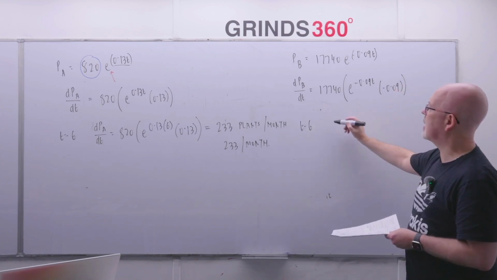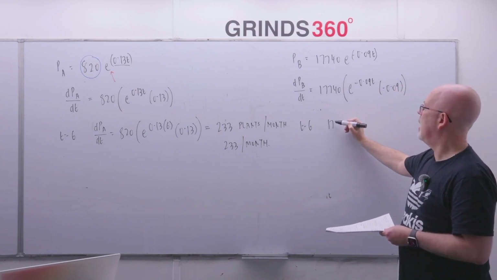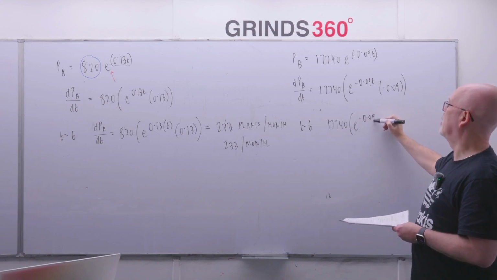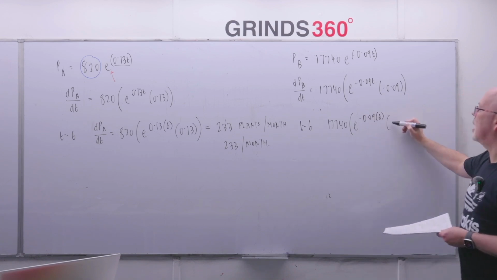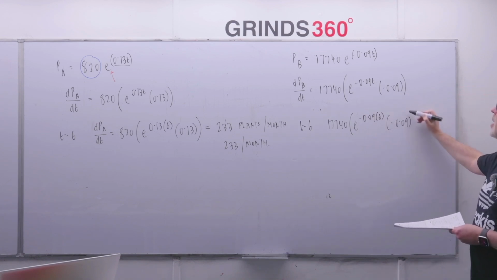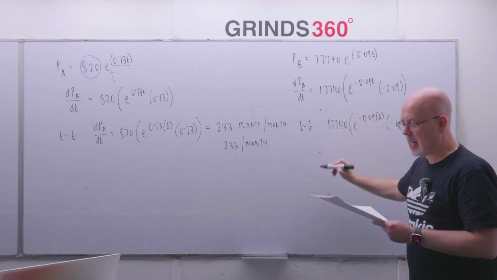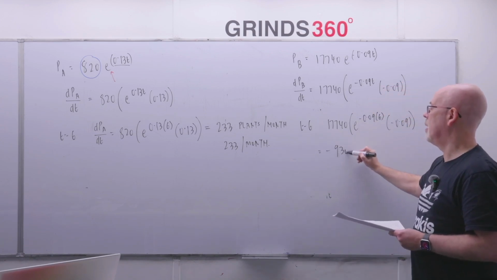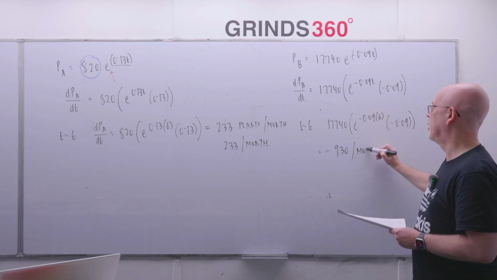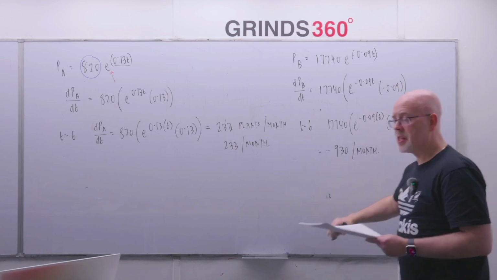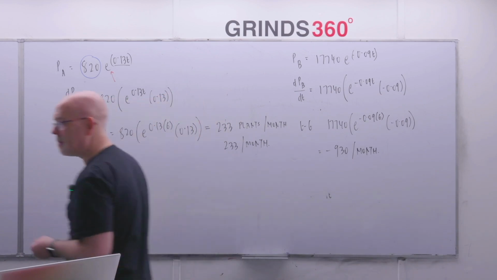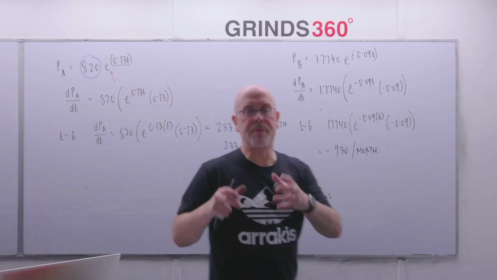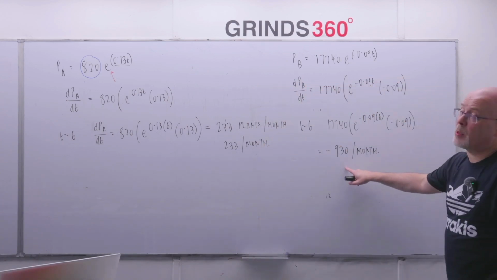So I put in t equal to 6, I get 17,740 times e to the power of minus 0.09 by 6 times minus 0.09. And when I do that, that comes out at, again, to the nearest whole number, minus 930. And it's the same thing, plants per month, or minus 930 per month. So again, because that's negative, that means the population is decreasing, which makes sense, isn't it?